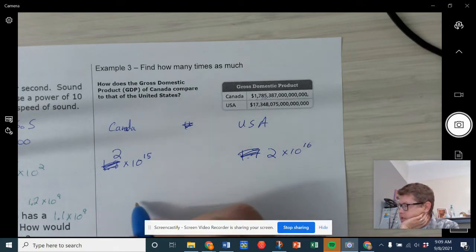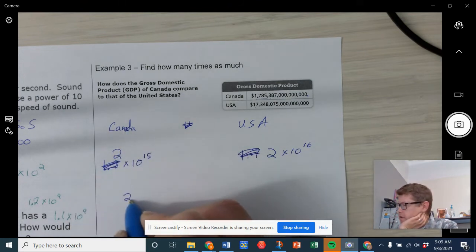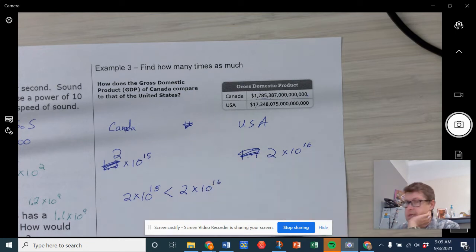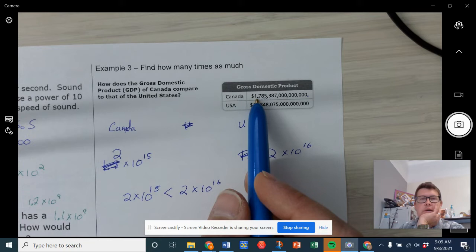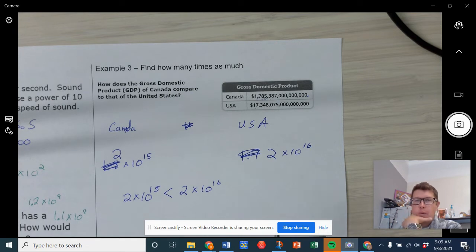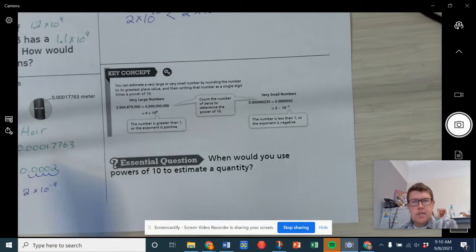So it's 2 times 10 to the 16th, right? And so if we compare these, we have Canada, there's an A in there, just so you know. We have this 2 times 10 to the 15th for Canada. That is less than USA's 2 times 10 to the 16th, right? So yeah, just make sure you're rounding to the largest place value, because that way you can compare it a lot easier with these 2's right here, rather than like 1.7 and 1.8. So that way you get the same base. It is much easier to talk about.